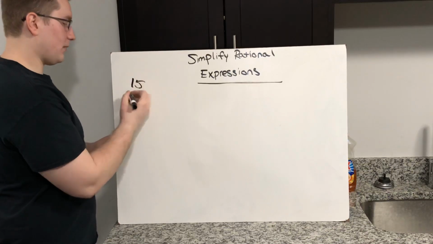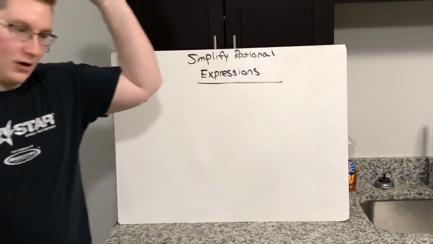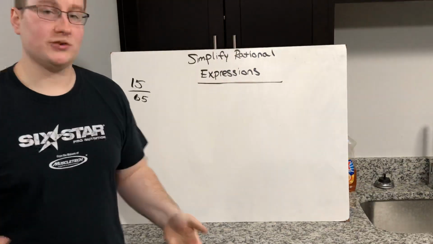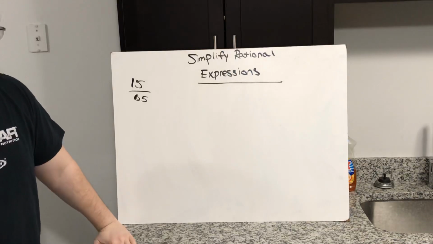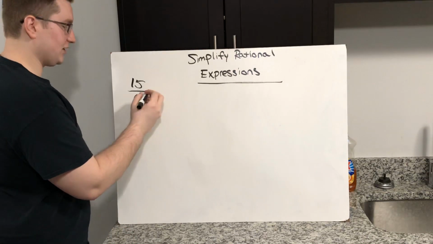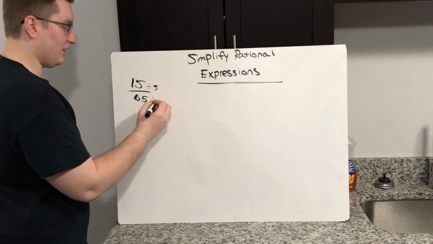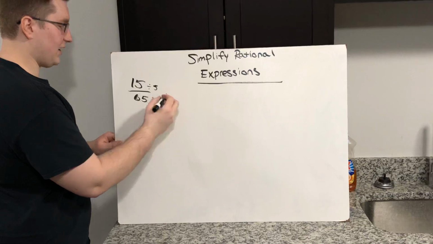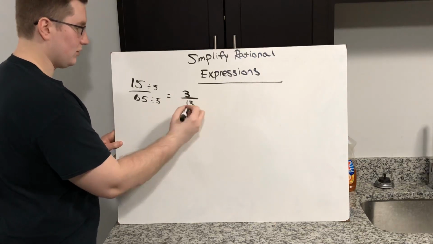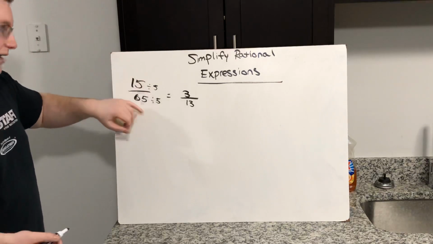So if you remember, back when we had our big flow chart with all real numbers, rational or irrational, rational numbers were decimals or fractions. So we're going to be working with fractions here. So if I have 15 over 65, I can really just divide both sides here by 5, and I wind up getting 3 over 13. That makes sense, right? It has to go into the top and bottom.